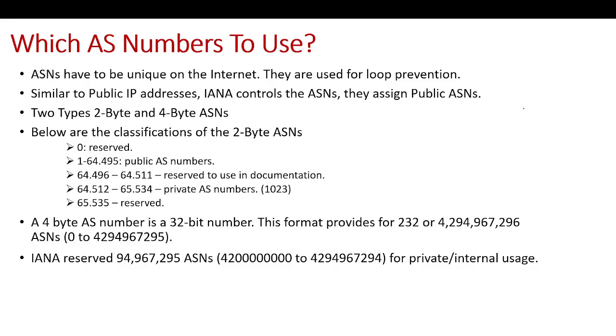Autonomous system numbers have to be unique on the internet. So whenever you are connecting to the internet, you always have to ensure that you are using a unique AS number. If you use a duplicate AS number, your routes may not be able to go through the internet. That's why it's always recommended that you have a unique autonomous system number when you are connecting to the internet, because the AS path will be used to prevent loops when you are routing your routes on the internet.